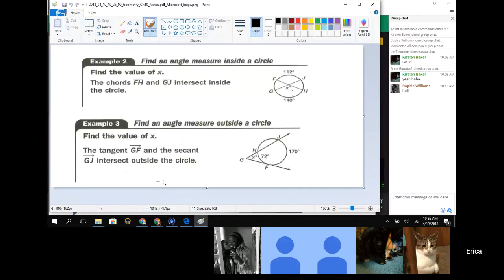This theorem says that if I have an angle made by 2 chords, then I can take the 2 arcs, arc FJ and arc GH, add them together and divide by 2, and then I'll find the measure of angle X. So if I write this out, the measure of angle X equals 1/2 the measure of arc FJ plus the measure of arc GH.